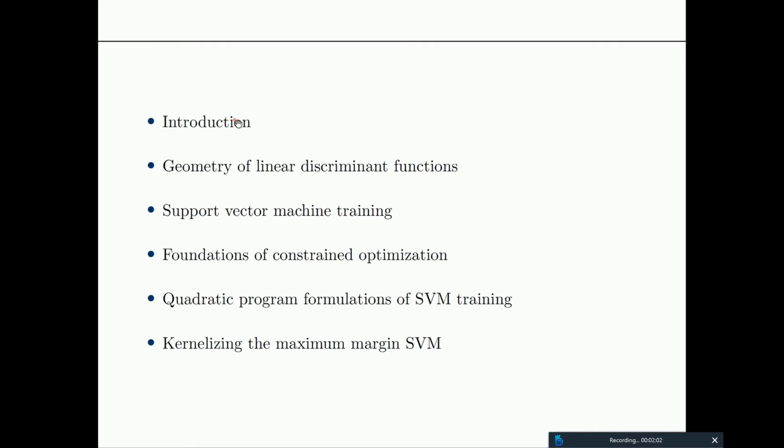First I give you some introduction, and we are going to cover first the geometric aspects of linear discriminant functions, which are sometimes glossed over in these descriptions of support vector machines, but which I found partly not necessarily very intuitive, so I think it makes sense to talk about that a little bit. And then I'm going to tell you about support vector machine training. The one main point of today's session is to show you how support vector machine training is related to constraint optimization.